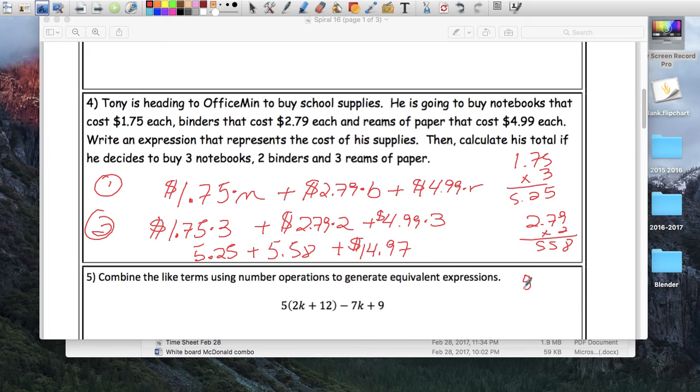So 5.25. Remember, in addition, you have to line up your decimals. 5.58. And then 14.97. So let's see, 20 goes 2, 18 goes 1, 15, $25. And if you add all that up, he ends up spending $25.80. So this is what I would need to see on Friday if this was the question. Okay.